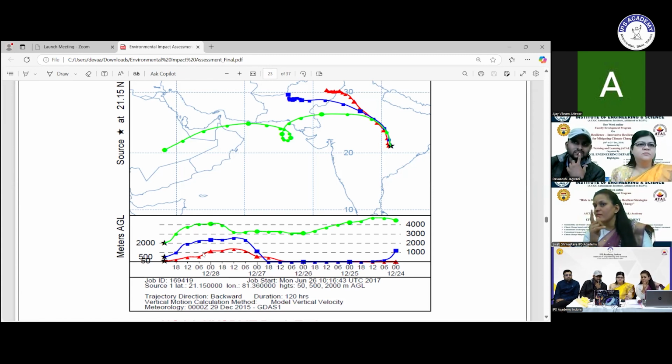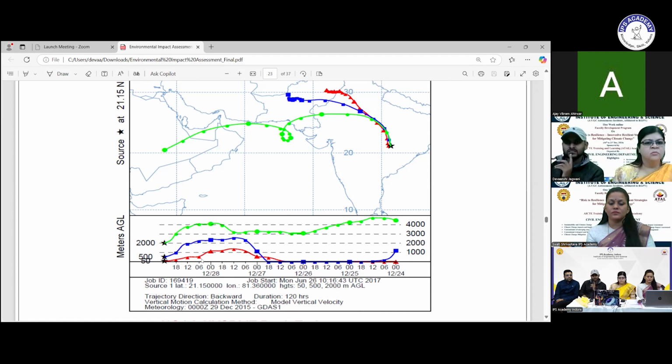But this image requires some corrections, because in this image some part of J&K is missing. When we use this software, it will give such type of image of India. But this is a very important tool to track the air mass movement.